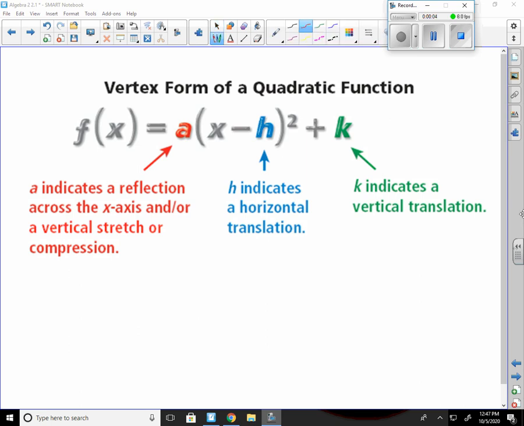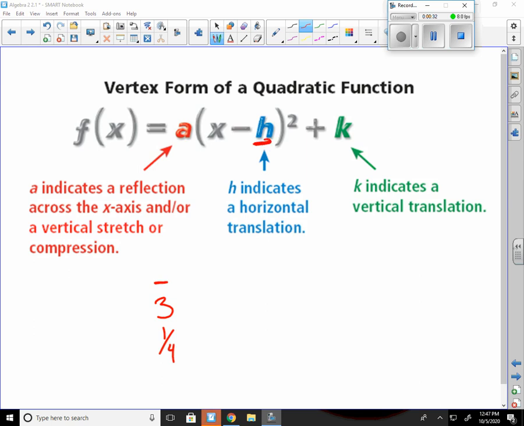When we're looking at the vertex form of a quadratic function, we have the function over here. The number out in front would either be a reflection across the x and/or a vertical stretch or compression. The only way it would be a reflection is if that's a negative number out in front. It would be a vertical stretch if it's a number bigger than 1, and it would be a vertical compression if it's a number less than 1.